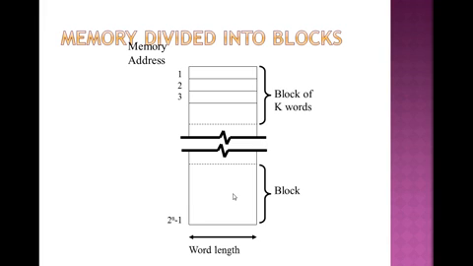Then memory is divided into blocks. This is your memory address 1, 2, 3. This is a block of K words. This is one block, another block, another block. There is a word length, and the length of the word is 2 power n minus 1. So this diagram shows how memory contents will be divided into multiple blocks.